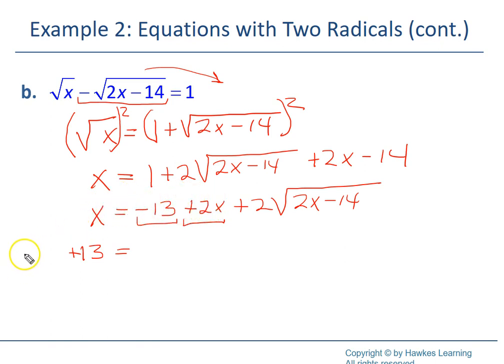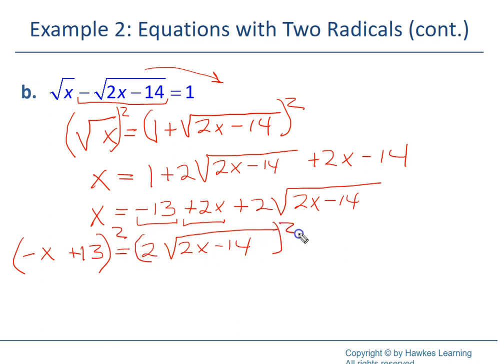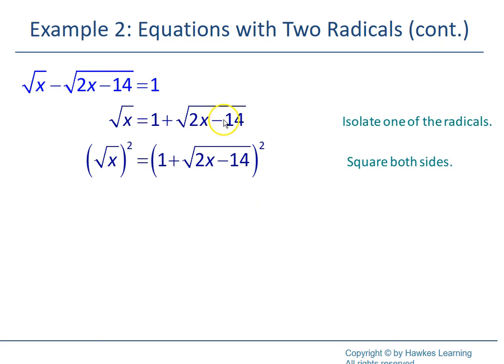And this will become a negative x on this side here. And then we have 2, the square root of 2x minus 14. So now what we're going to do is square this side and square that side. And since the book has it written out so nicely, I'm going to use it. So we've taken this to the other side. We've squared both sides.